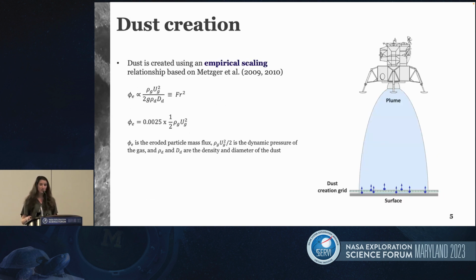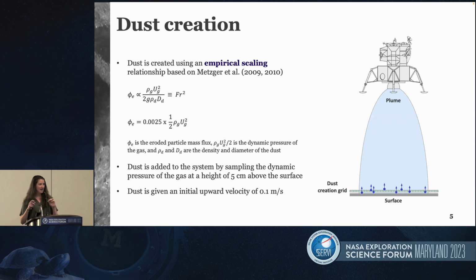And then for the dust, we're using an empirical scaling relationship that was developed by Phil Metzger's group at Florida. And this is through a set of plume impingement experiments that showed that the erosion rate underneath a plume is actually proportional to a Froude relationship, which is a relationship between the aerodynamic forces and the gravity in a system. And what Aaron Morris did is he took that proportionality and he applied a scaling based on observations from Apollo. So he found that if you multiply this proportionality by 0.0025, then that accounts for the amount of mass that was eroded underneath the Apollo lander.